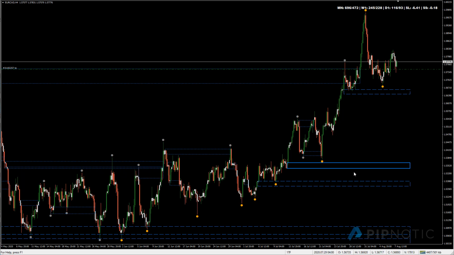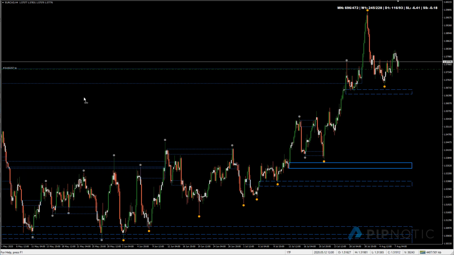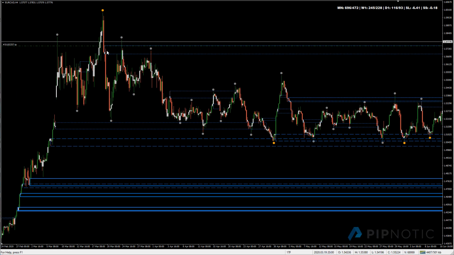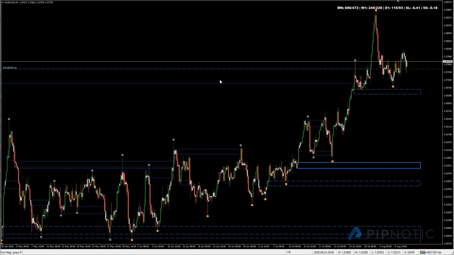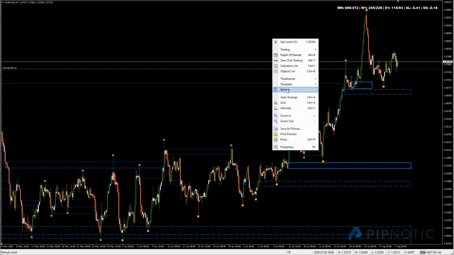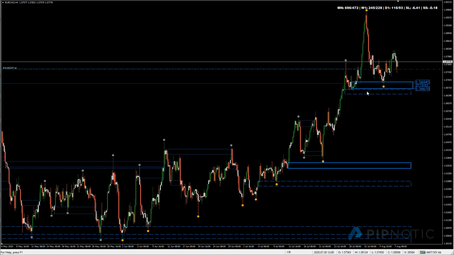Okay, and so let's have a look at this one here. We had an area of supply. Price went above it, we didn't close above it. We went into it, we didn't close beyond it. Price went through it, we didn't close beyond it. Here, price managed to close beyond it. Okay, so this is telling us that we have demand here in the bottom. You can see that we have an area of demand here.